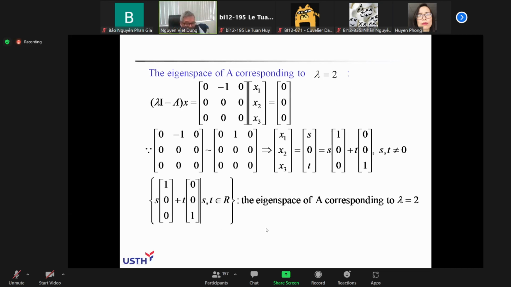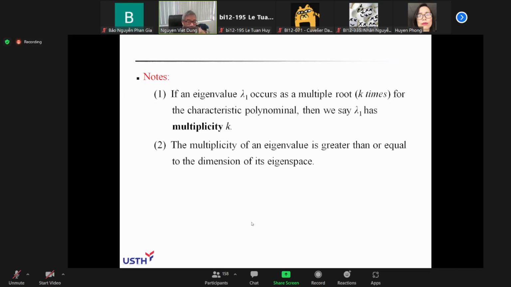So that is the way the example explains to you how you can find the eigenspace corresponding to some eigenvalue. And because we have that basis, the dimension of the eigenspace is 2, because the basis consists of 2 vectors. Now I am going back to the previous slide.